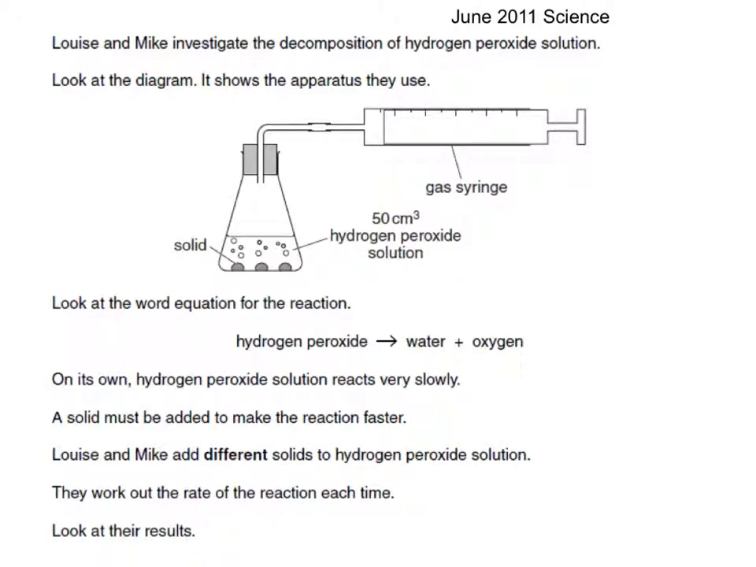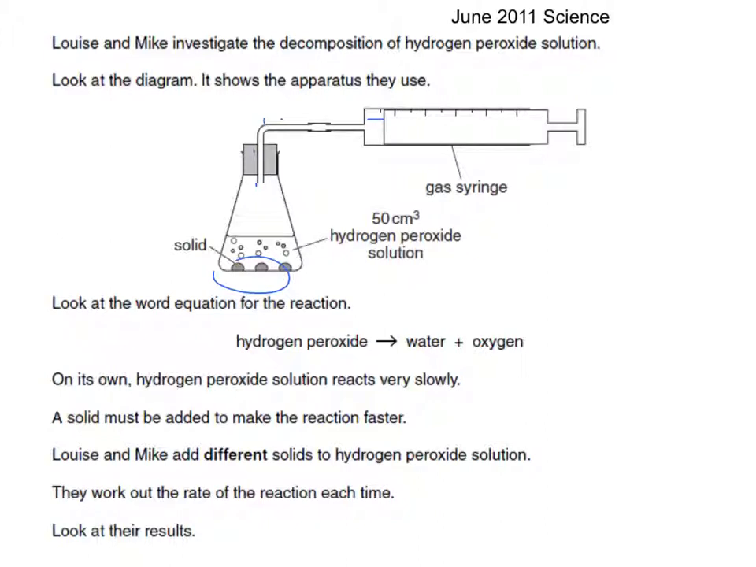Here's an exam question. Louise and Mike investigate the decomposition of hydrogen peroxide solution, and look at the diagram. It shows the apparatus they use. So they're using a solid as a catalyst. They've got some hydrogen peroxide solution and they're collecting the gas here in the gas syringe. It says look at the word equation for the reaction, hydrogen peroxide making water and oxygen.